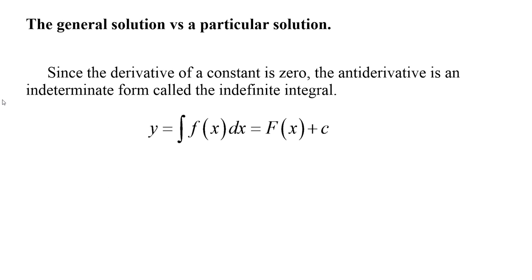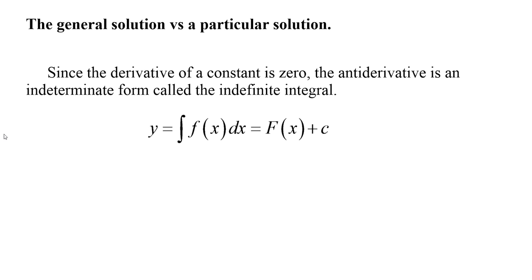Just to get a general idea, the general solution versus a particular solution. Since the derivative of a constant is 0, the antiderivative is an indeterminate form. We don't know what that form is, and it's called the indefinite integral. So whenever we do an integral, we have to add some constant c that we either have to have a placeholder for, or in the case of an application problem, we have to actually find.